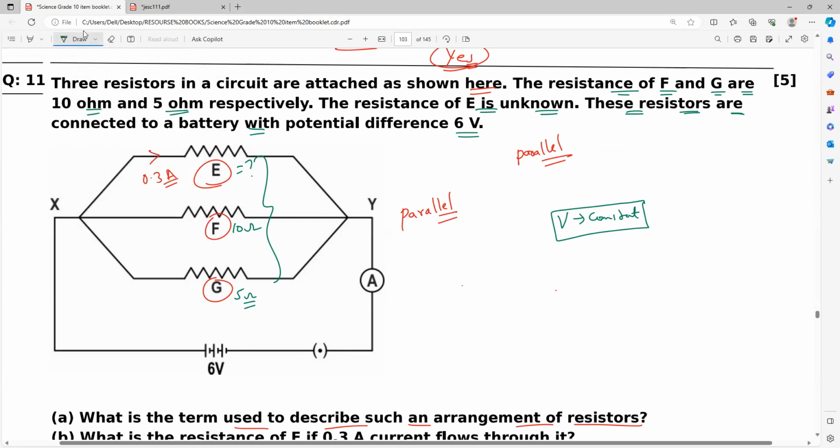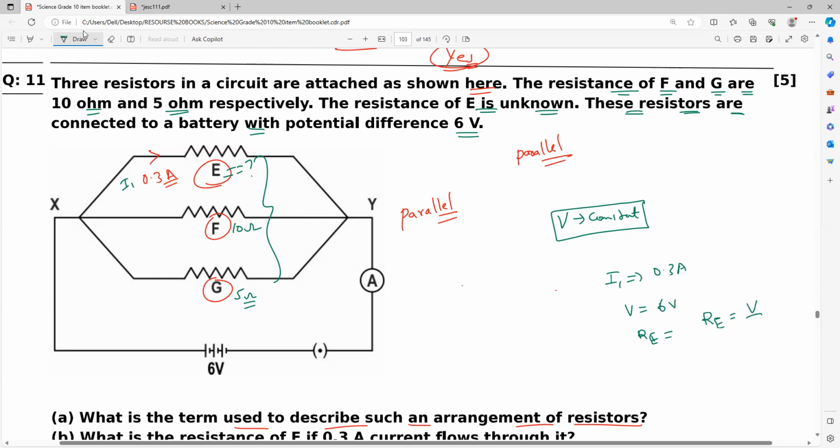0.1 ampere means current in amperes. I know the voltage remains constant, so voltage I know. Let me take this as I1. So V remains constant. Now we can find R1, that is RE.